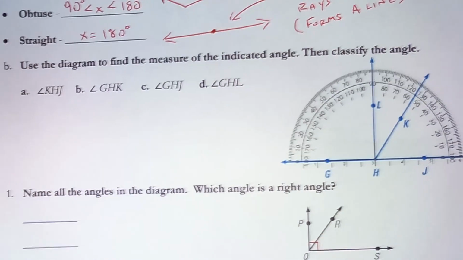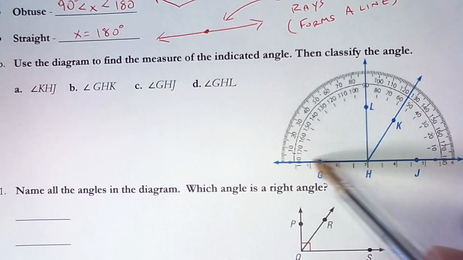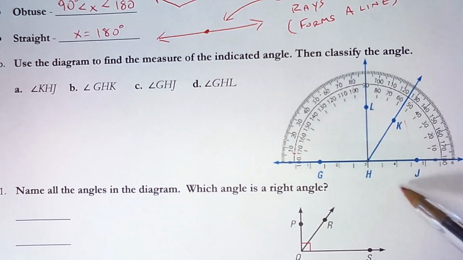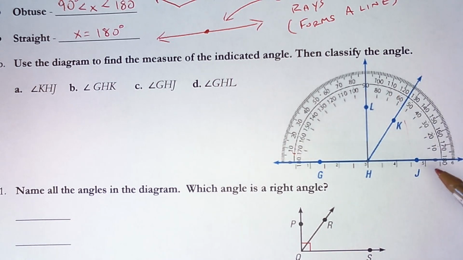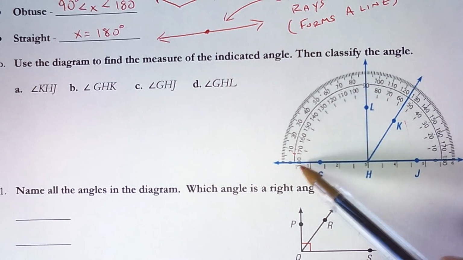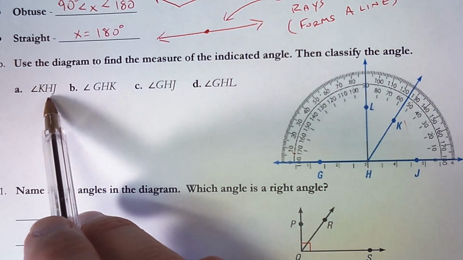Okay, let's talk about measuring angles. So this right here is a tool called a protractor. I've got a picture of one on the notes here. You may have one. It's usually a plastic tool, but we'll just use this picture. We are going to measure 4 different angles here. So angle KHJ.